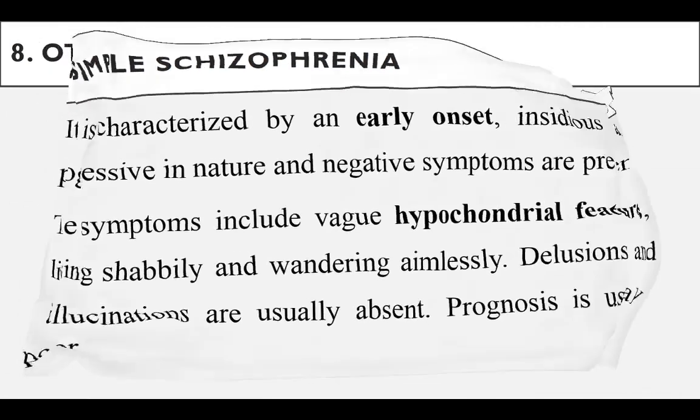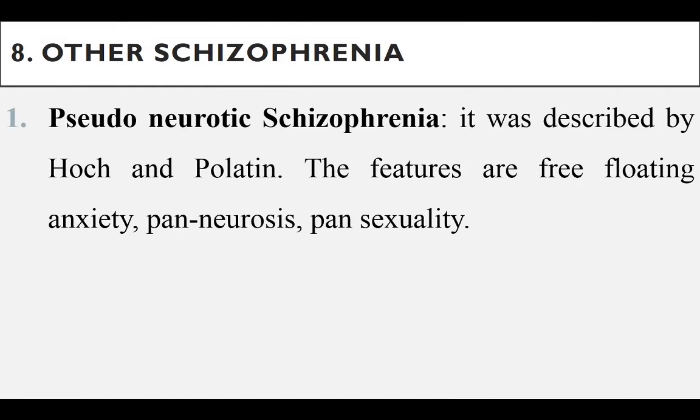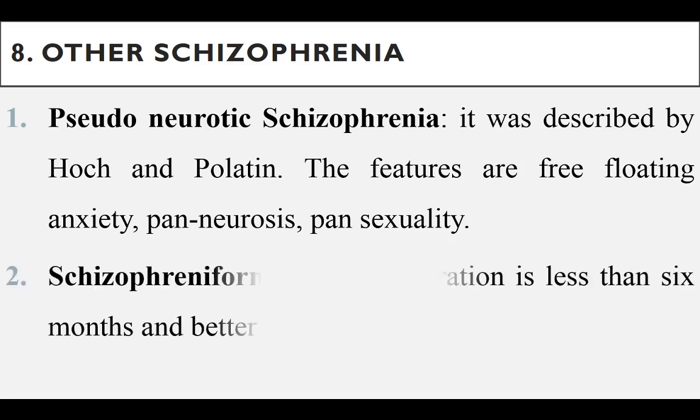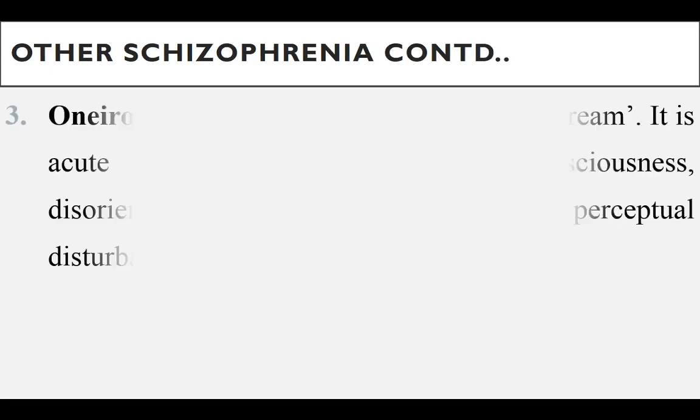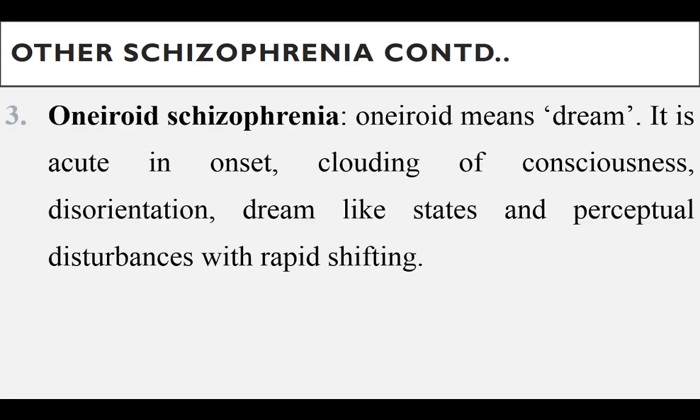Okay, simple schizophrenia. Now, the next one is pseudoneurotic schizophrenia. Neurotic, that means reality orientation is there, right? But it has more to do with anxiety, F40. It was described by Hoch and Polatin. The features are free floating anxiety, pan-neurosis, and pansexuality. Then the other schizophrenia is schizophreniform disorder. Duration is less than 6 months and with better prognosis.